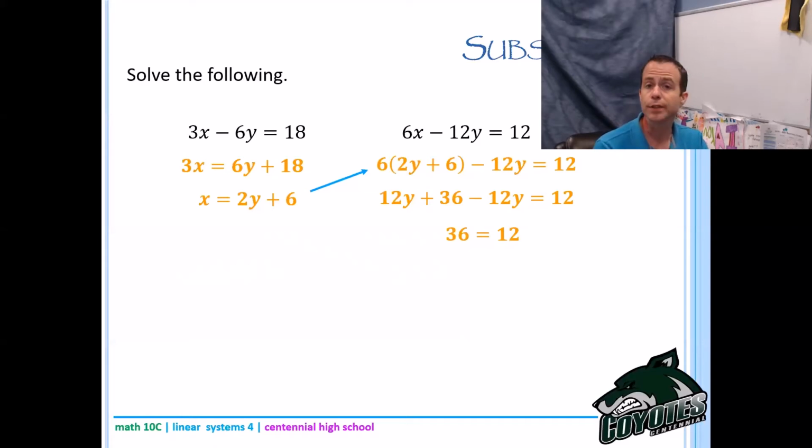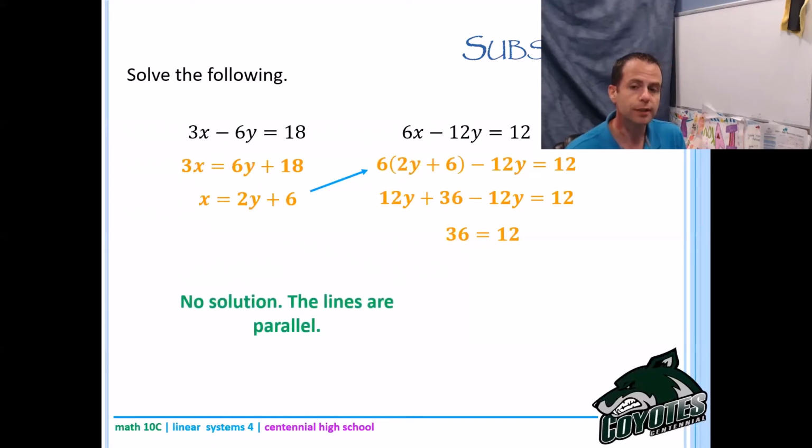If this said 36 equals 36, or if it said 0 equals 0, or some sort of true statement like that, that would have told you it was infinite. Okay, so there are no solutions, the lines are parallel. In your conclusion, whether it's algebraically or graphically, I want to see the phrase "no solution," and I want you to connect with me to say that that means the lines are parallel. I want both of those statements, okay?